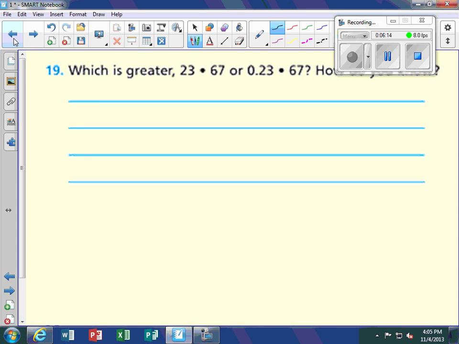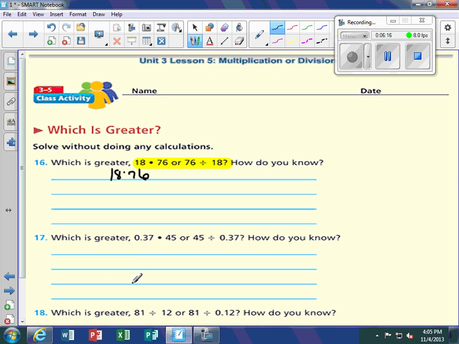Now, look at number 17. Which is greater, 0.37 times 45, or 45 divided by 0.37? Now, one of them is taking 37 hundredths times 45. The other one is taking 45 divided by 37 hundredths.